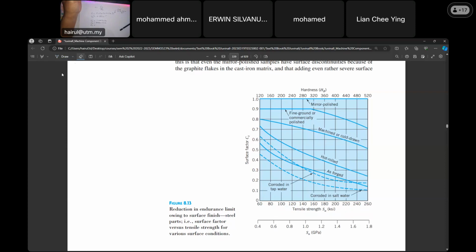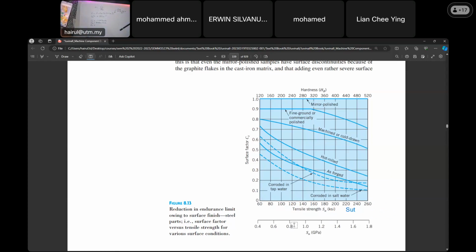This is your SUT. Class, do you understand me or not? Class, are you listening? You can get SUT from the table, right? It's given in the question, find SUT. Be careful, this is KSI. Can you see the bottom scale? Gigapascal. This is 0.8 gigapascal.